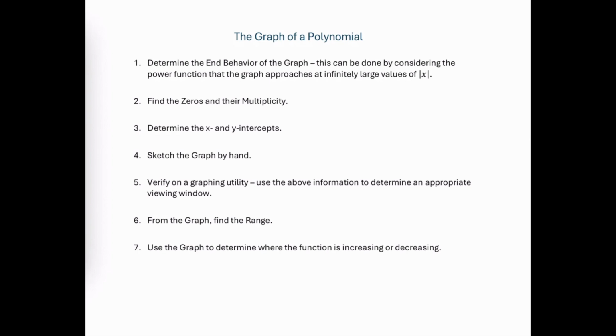To graph a polynomial function, we'll start by determining the end behavior of the graph. We'll find the zeros and their multiplicity and determine whether the graph touches or crosses the x-axis there. We'll look at both the x and the y-intercepts, and we'll come up with a basic graph of the function that will enable us to answer additional questions.